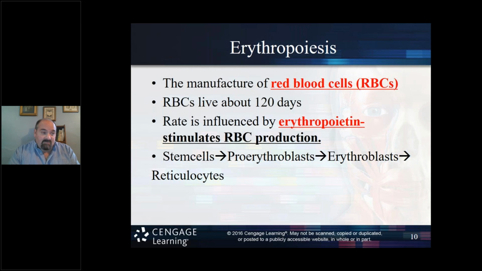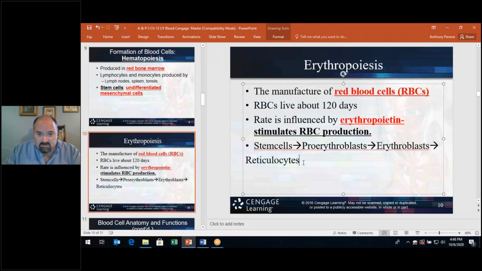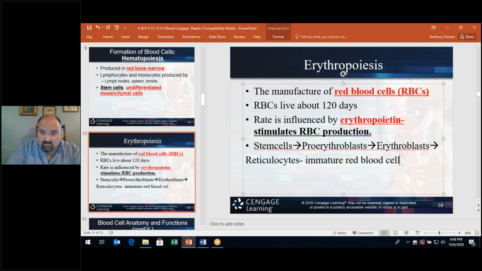Erythropoietin is a hormone, a protein, that will stimulate red blood cell, erythrocyte, formation. We have stem cells that will become proerythroblasts, becoming erythroblasts, becoming reticulocytes. And know that this reticulocyte here is an immature red blood cell.